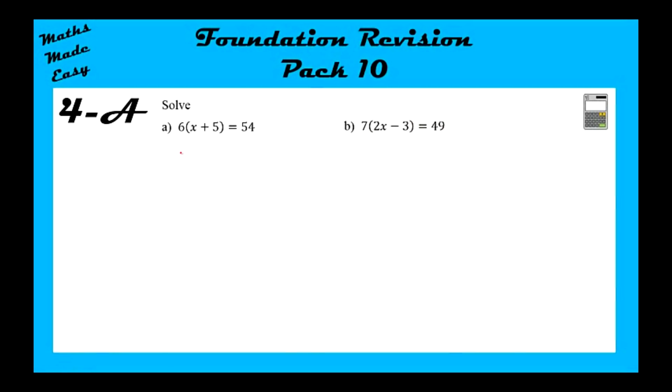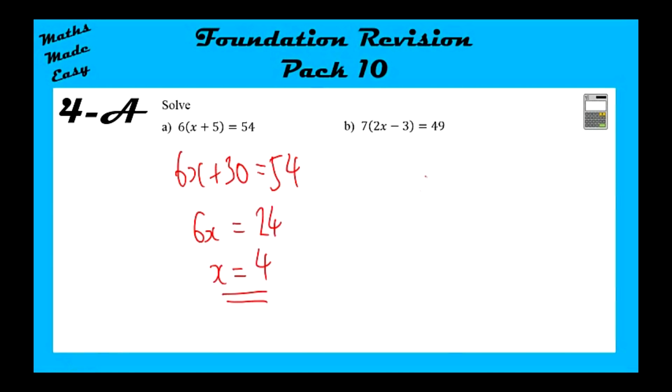Question 4a, solve these. The first thing you do is expand the bracket, so 6x plus 30 equals 54. Then take 30 from both sides, so 6x equals 24. Divide both sides by 6, you get x equals 4.